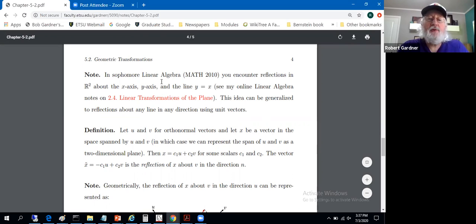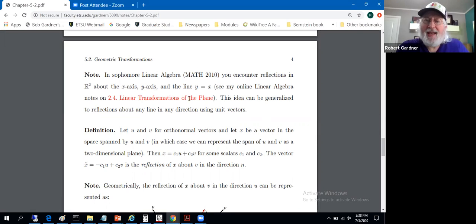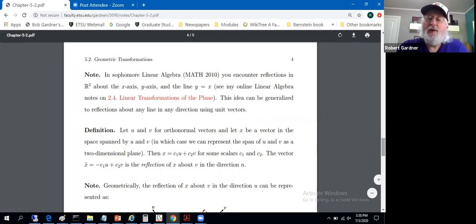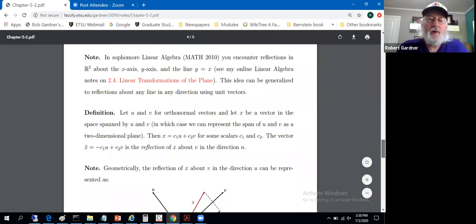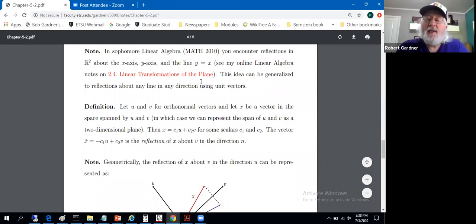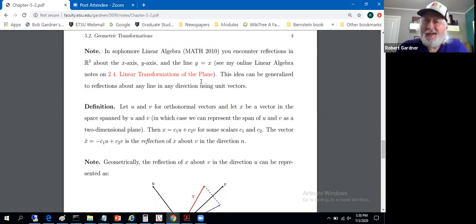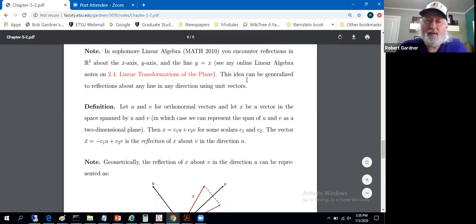You might encounter in linear algebra reflections, maybe in R2 about the x-axis or the y-axis or the line y equals x. These are all examples of linear transformations as well. We're about to generalize that idea to reflections about any line. I've got a link to some notes from linear algebra. There's lots of little pictures there. It's neat stuff because it's visual.